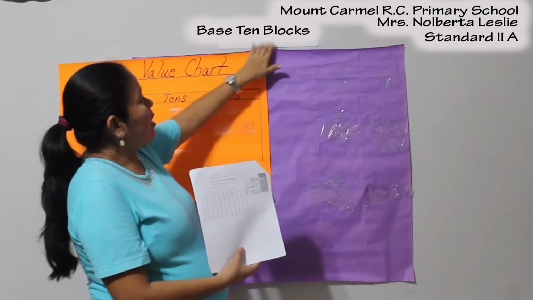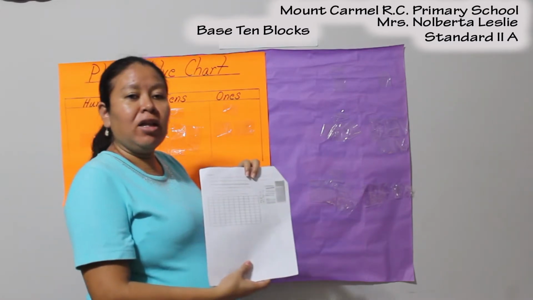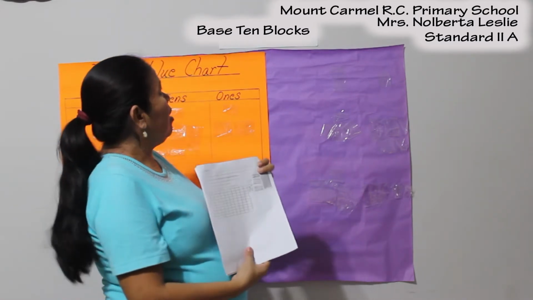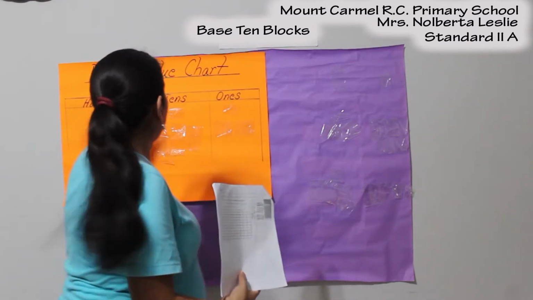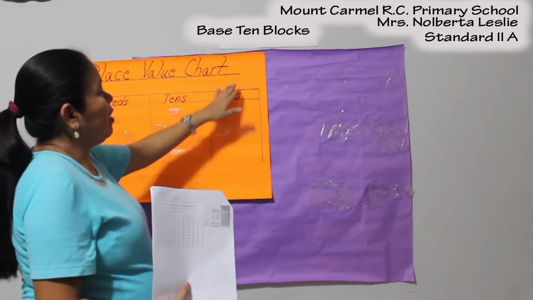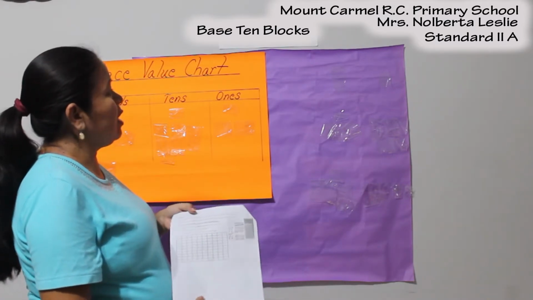When we talk about the base 10 blocks, we're talking about manipulatives or objects. We use the base 10 blocks for counting, for place value. If you notice, I have a place value chart here. We use it also for adding, subtracting. It's going to help you to be able to do those things.